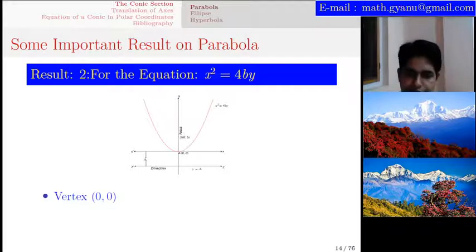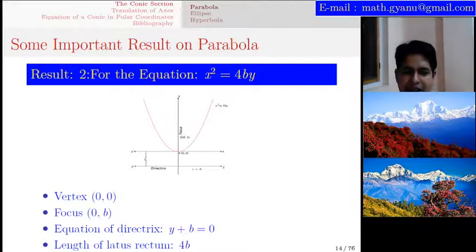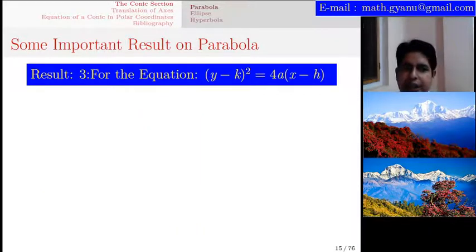So the vertex will be the origin, the focus will be (0, b), the equation of the directrix will be y plus b equal to 0, and the length of the latus rectum in this case will be 4 times b. Once again, I suggest you try to remember all the results mentioned here, result 1 and result 2, and then we turn to result 3.